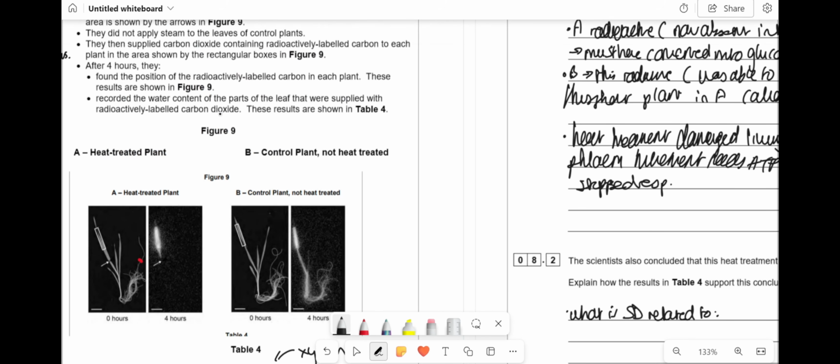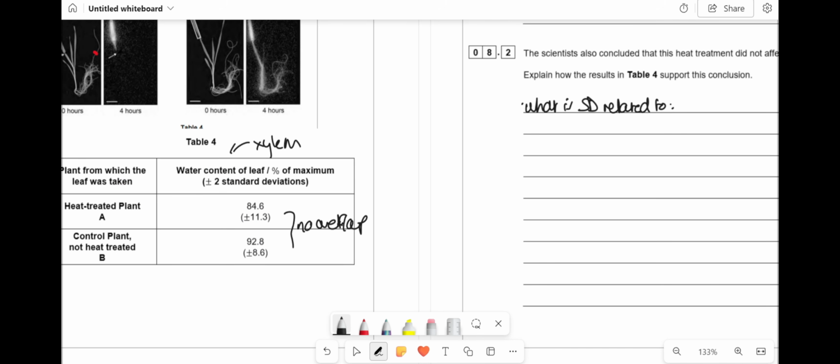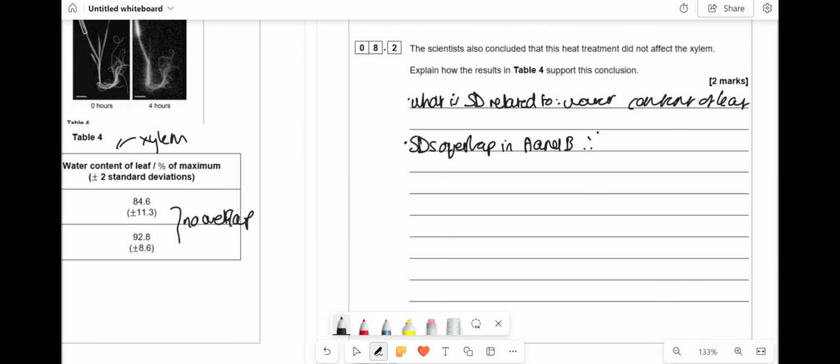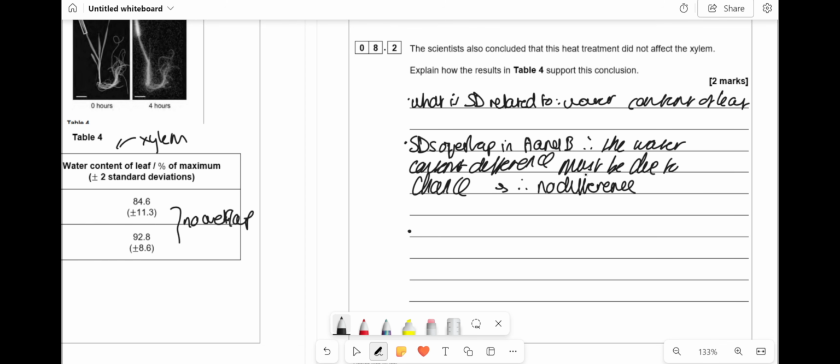So it's looking at the water content of the leaf, right? To start by describing what's going on, well, the SDs overlap in whatever A and B. Therefore, the water content difference must have been due to chance. So if that's the case, then there's no difference. So then you need to explain what that means.